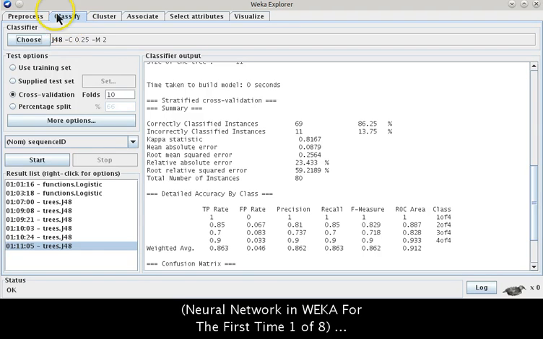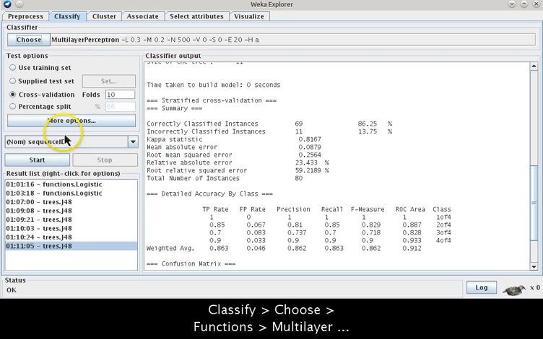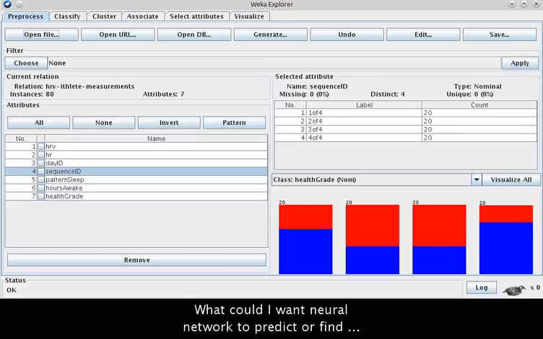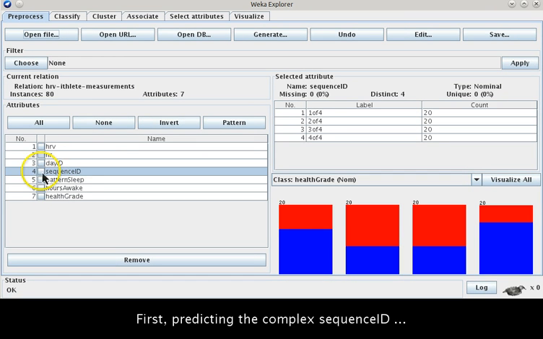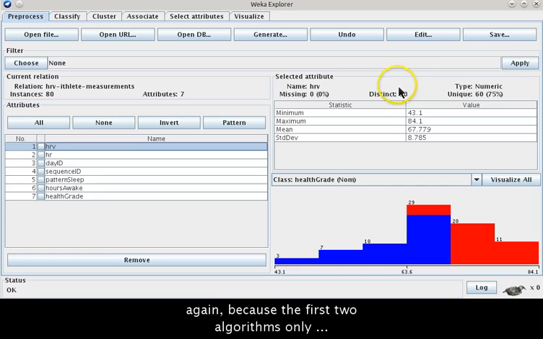Next up was neural network. Click Classify, choose Functions, Multi-layer Perceptron, which is a neural network. You see multi-layer Perceptron, think neural network. Again, to get my feet wet with neural network, I stepped back and considered a hypothetical. I asked what could I want neural network to predict or find out for me. I chose 2 things. First, predict the complex sequence ID variable, which gave the decision tree trouble. Second, I wanted to predict a numeric class, HRV again, because the first 2 algorithms only worked with nominal class.